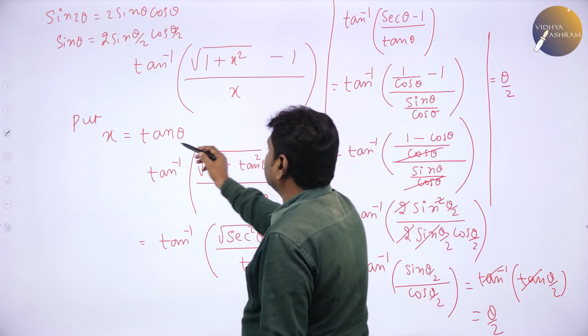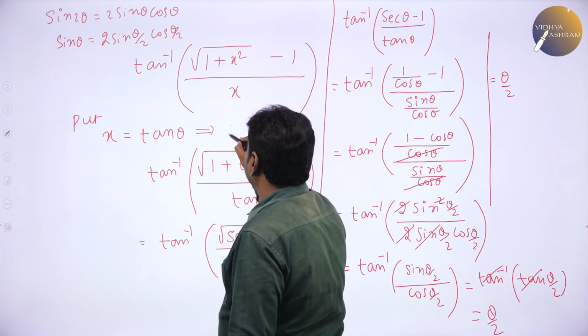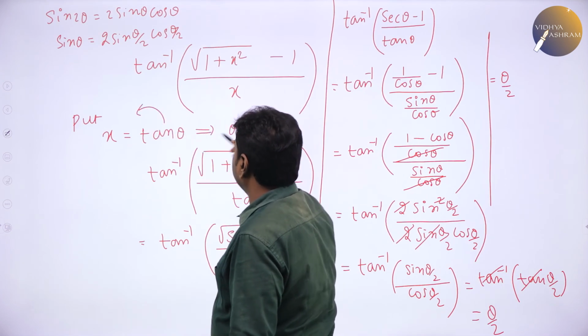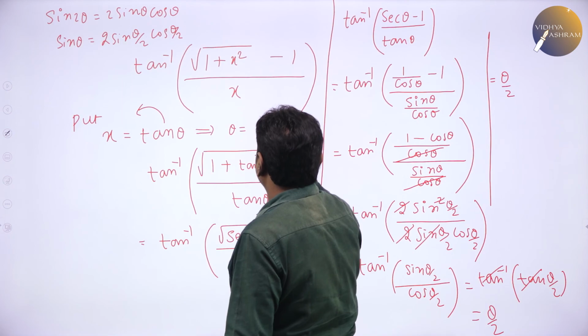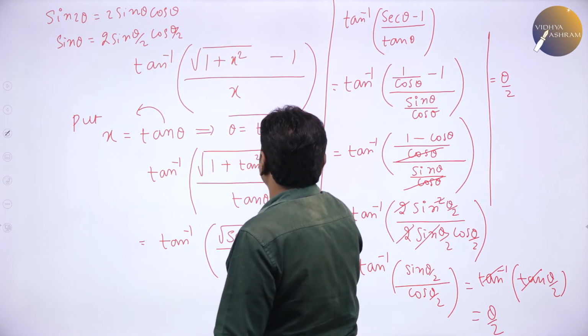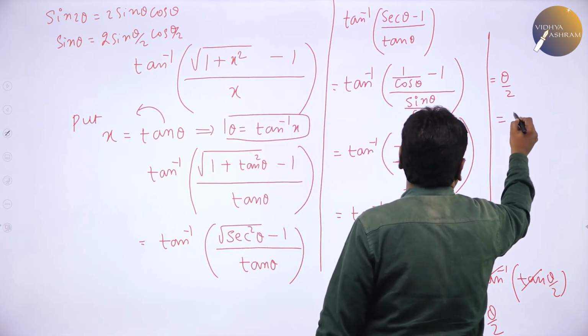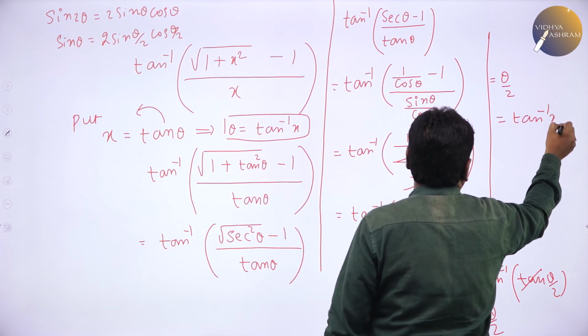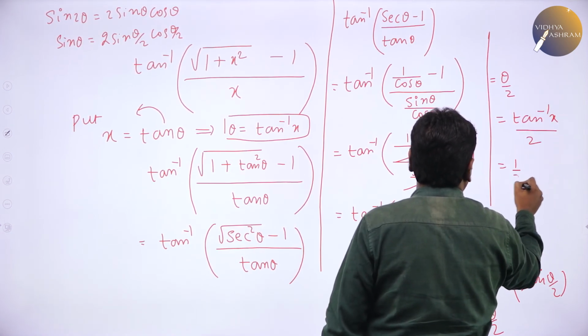Here x is tan theta. That implies what is theta? Transfer tan to that side, it will become tan inverse x. So theta is equal to tan inverse x. Now I'll substitute this in the place of theta. So the final answer is tan inverse x by 2, or I can say half tan inverse x.